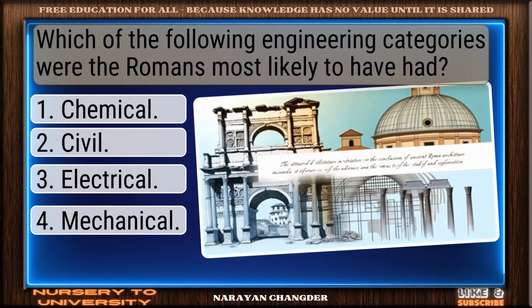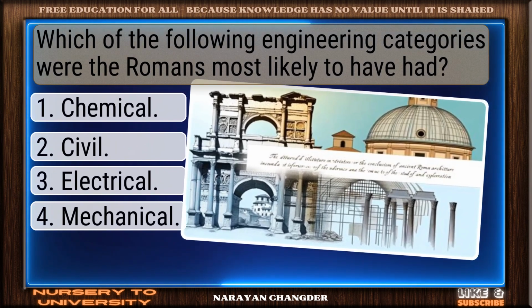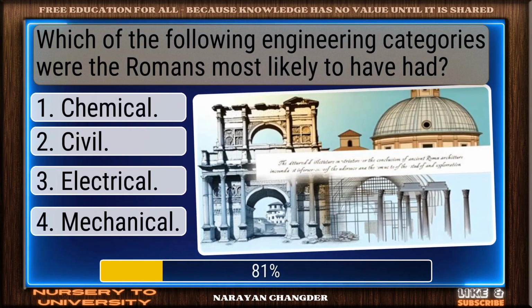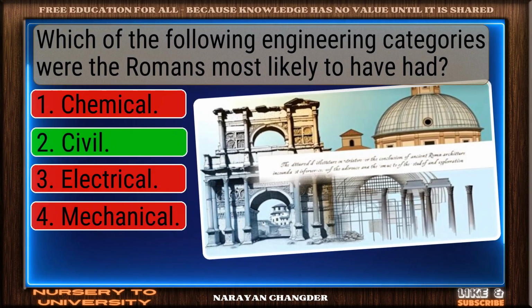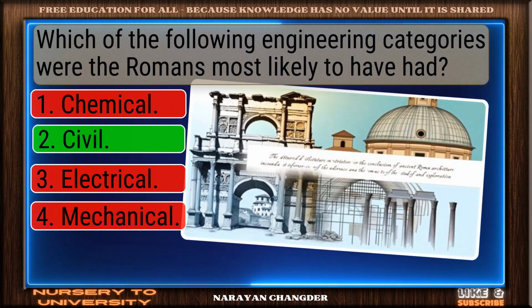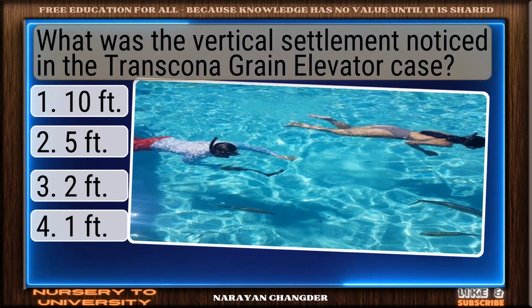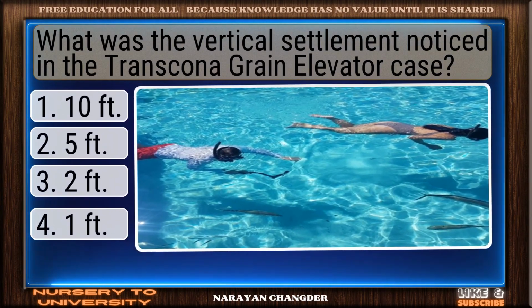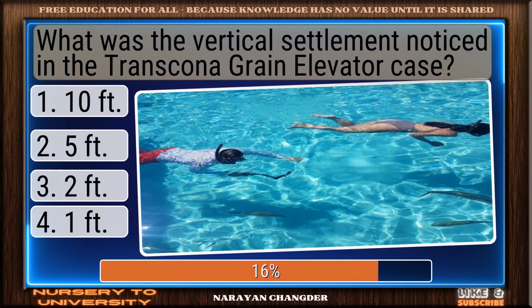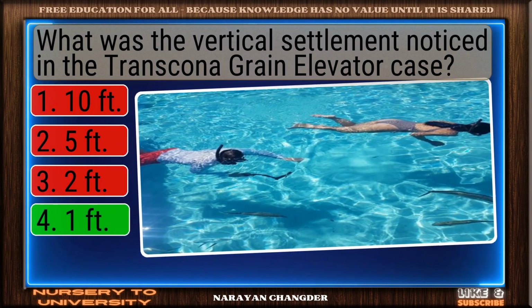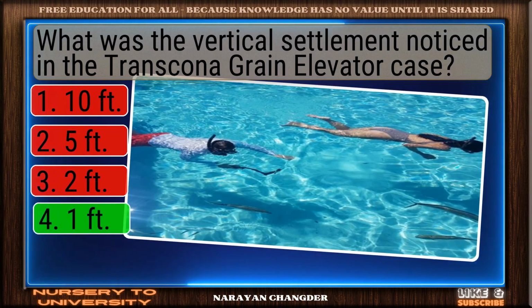Which of the following engineering categories were the Romans most likely to have had? Correct response. Civil is the most accurate answer. What was the vertical settlement noticed in the Transcona grain elevator case? Nice selection. 1/5 is the correct and valid answer.